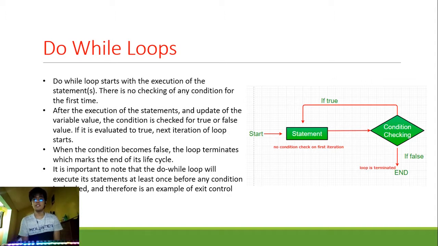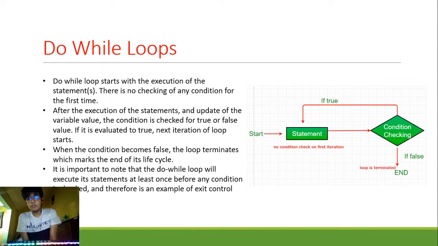A do-while loop starts with the execution of the statements. There is no checking of any condition the first time. After executing the statements and updating the variable, the condition is checked for a true or false value. If it evaluates to true, the next iteration of the loop starts. When the condition becomes false, the loop terminates, which marks the end of its life cycle. It is important to note that the do-while loop will execute its statements at least once before any condition is checked, and therefore it's an example of an exit control loop.